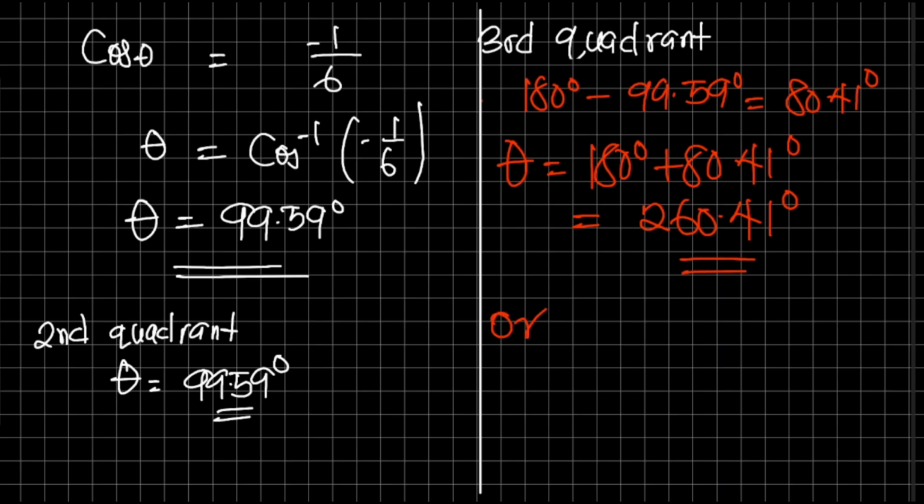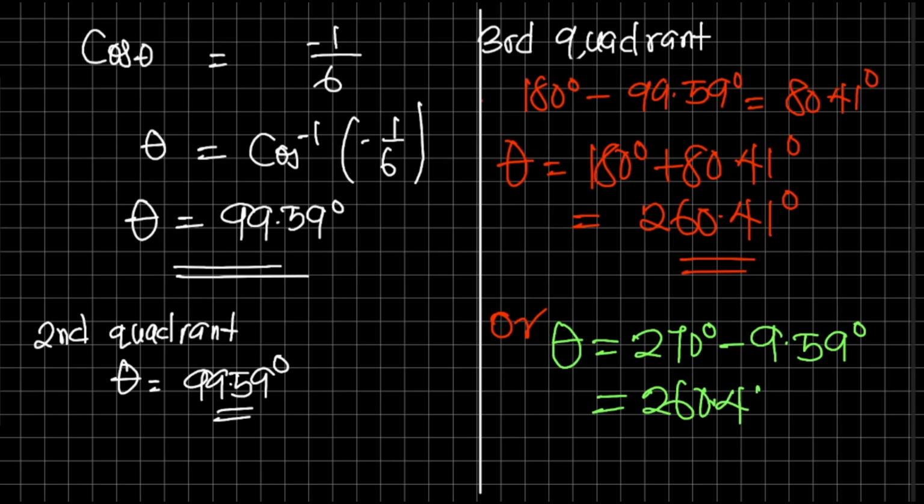Or we can compute it this way. We can say theta equals 270. The total angle in the third quadrant is 270. So 270 minus 99.59 equals the same thing now. Alright, is it true? Oh, no. Nope. So what we can do is 270 minus 9.59 degrees, and that will give us 260.41 degrees.